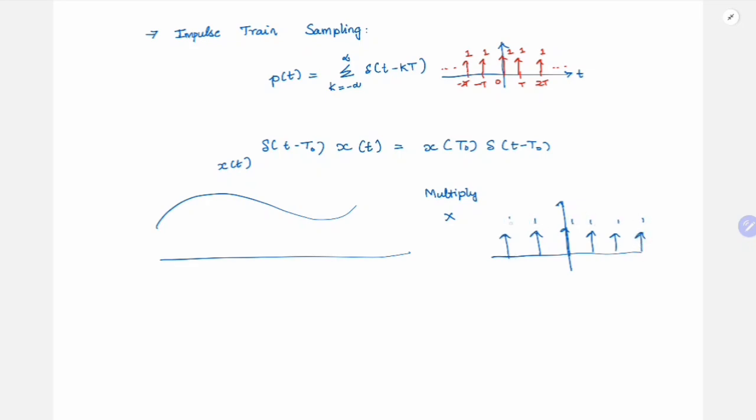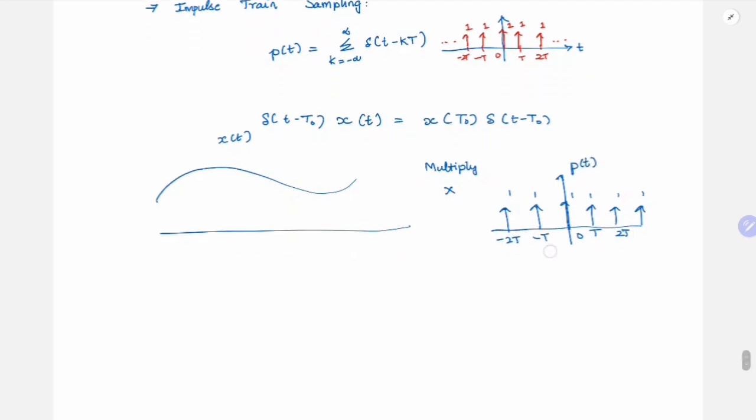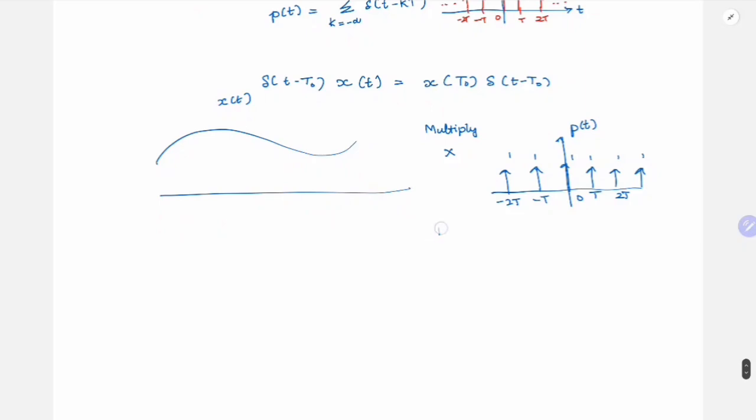One, one, one, one. So 0, T, 2T, and so on. So this is p of t. So what do we expect to get? We'll expect to get the values at those instants, right? So only those will be retained. All others will become 0.